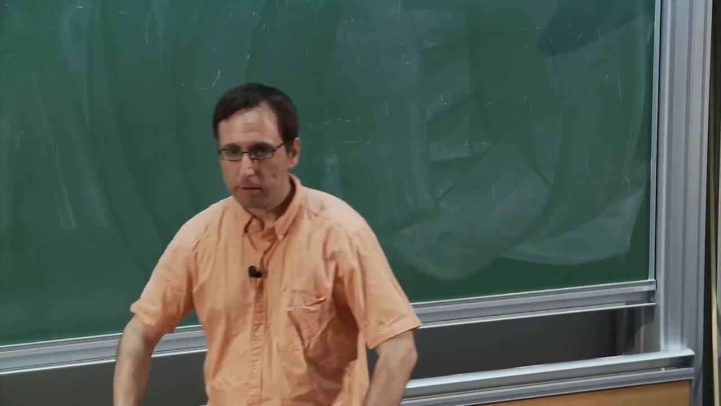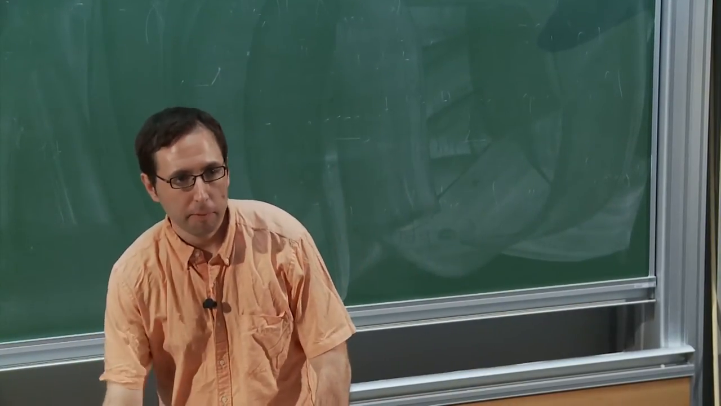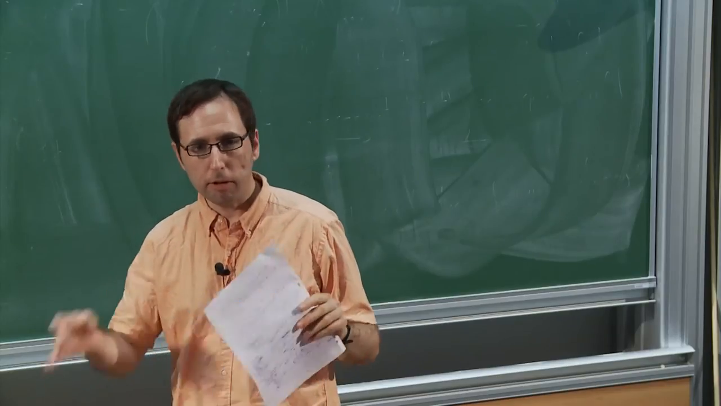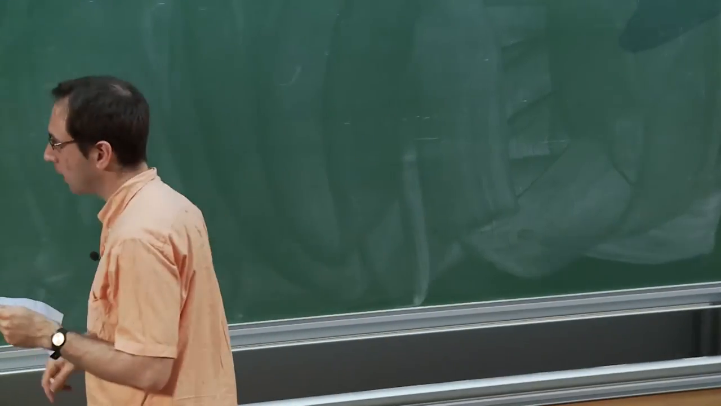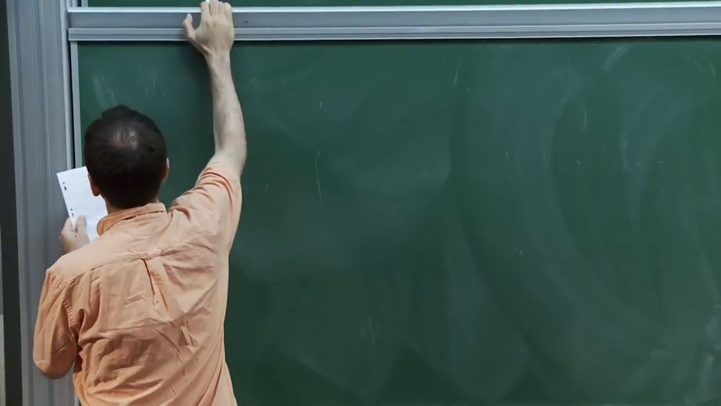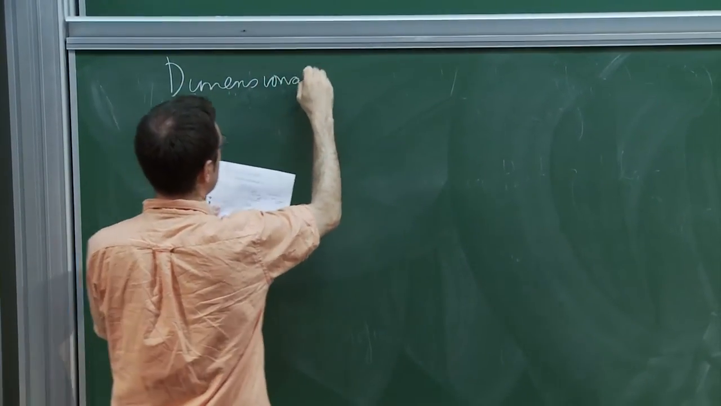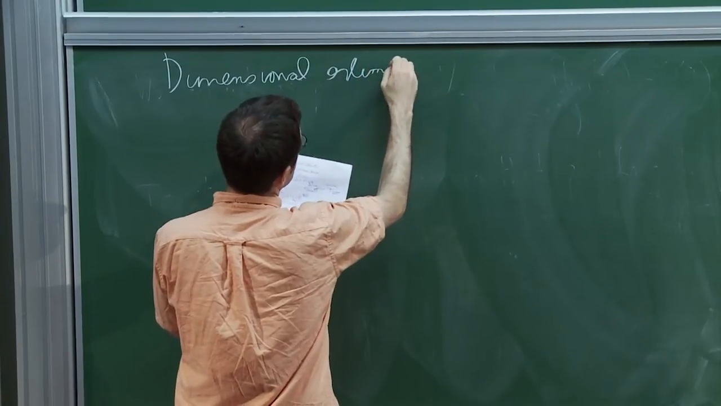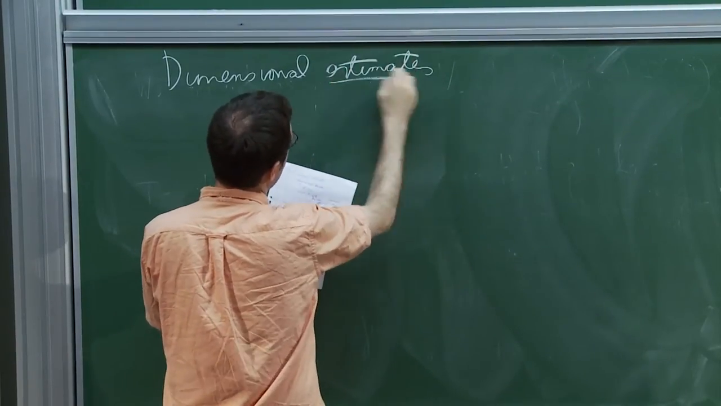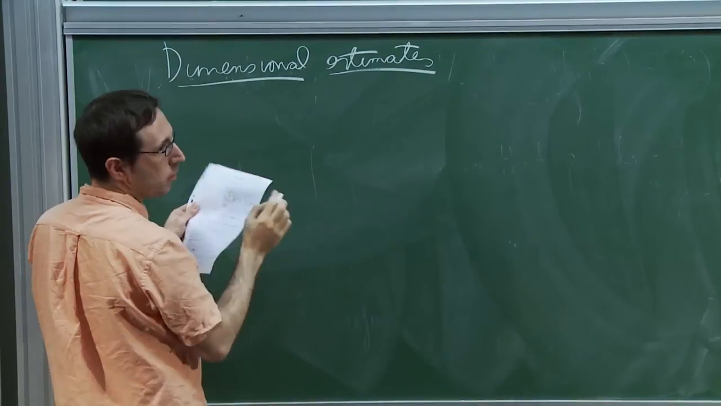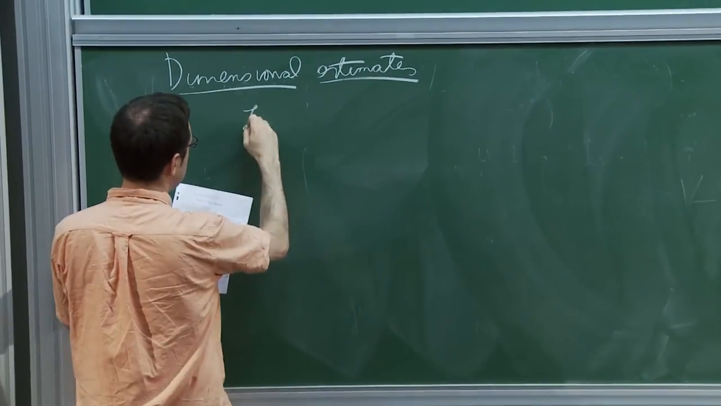Dimensional estimates are, in fact, stronger. They give you an upper bound for how many things can live in a spatial variety, any kind of variety. And in fact, they give you upper bounds, and in some special cases, we will be able to get lower bounds, which are particularly precious.